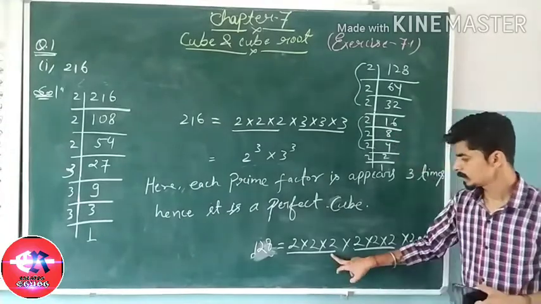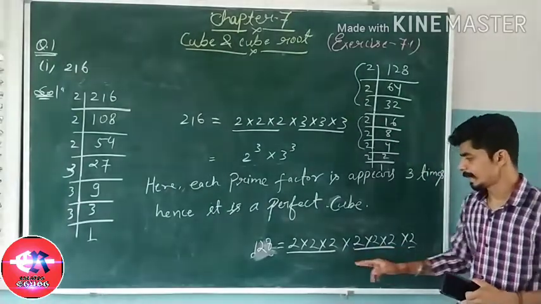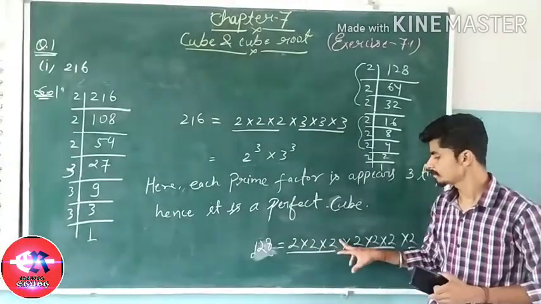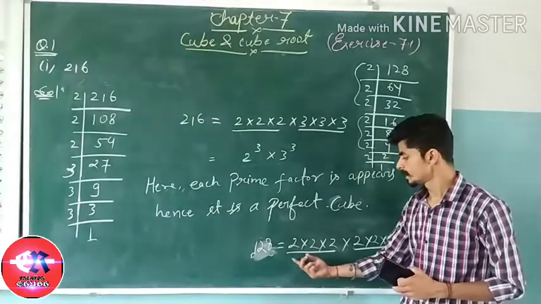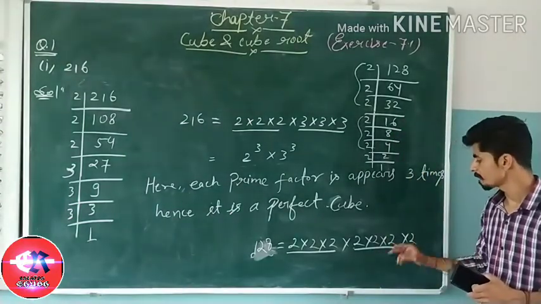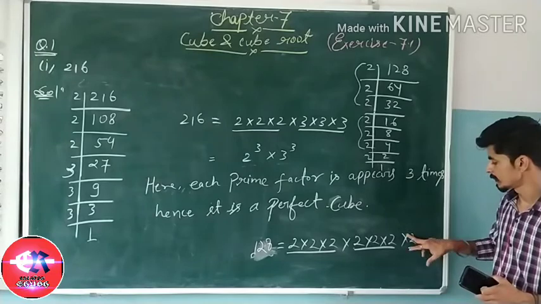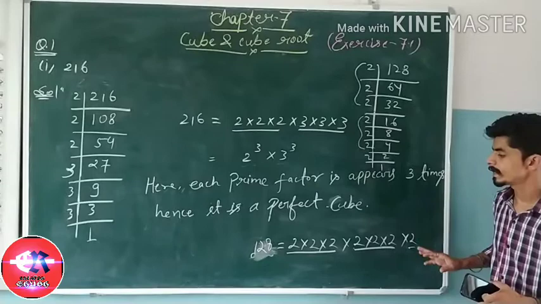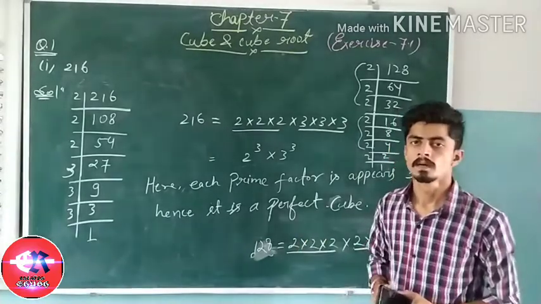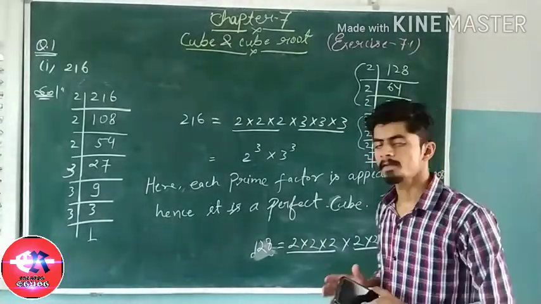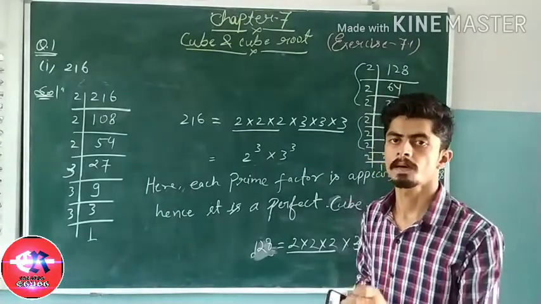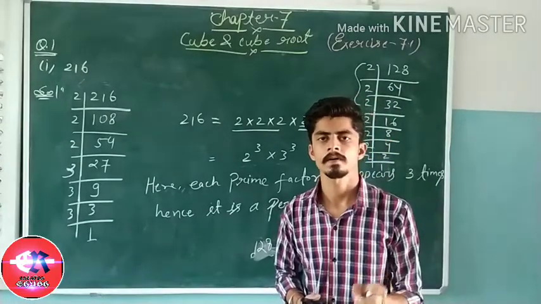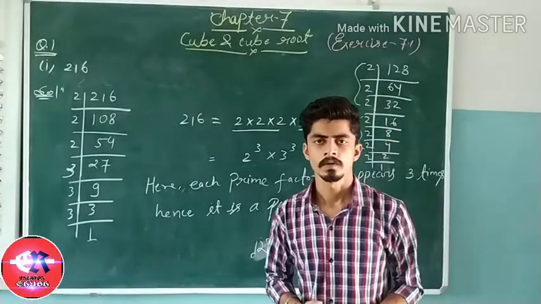Here the repetition of 2 is 7 times, and it will make two groups of 2 which is appearing 3 times. The pair of cube is 3 times. Here we have two pairs, but there is only one number 2 that does not have any group. That's why it cannot be a perfect cube of any number. If a number is left without making a pair, then that particular number cannot be a perfect cube.